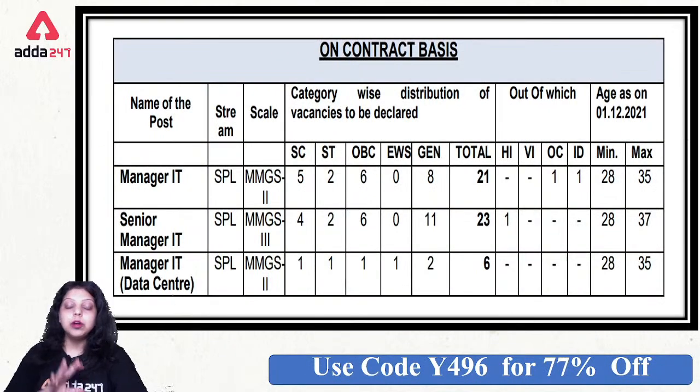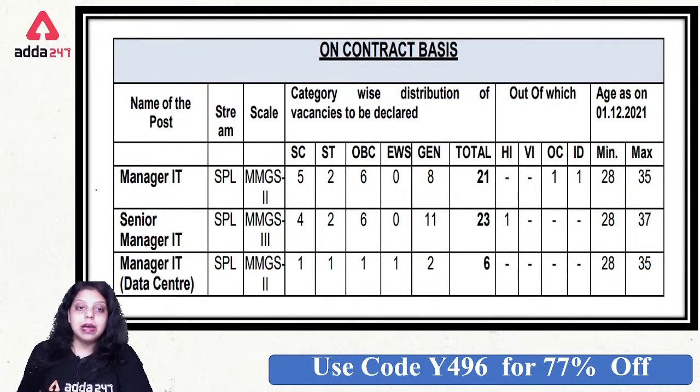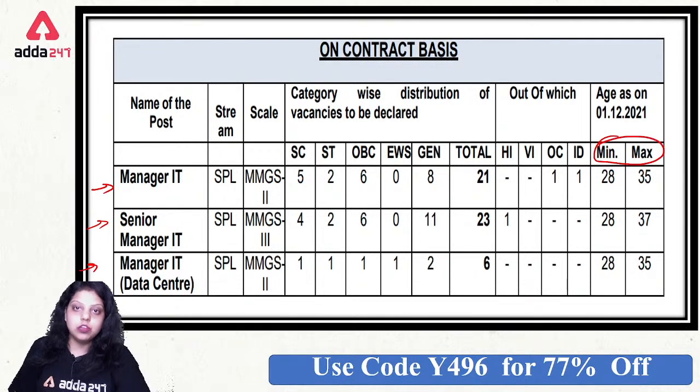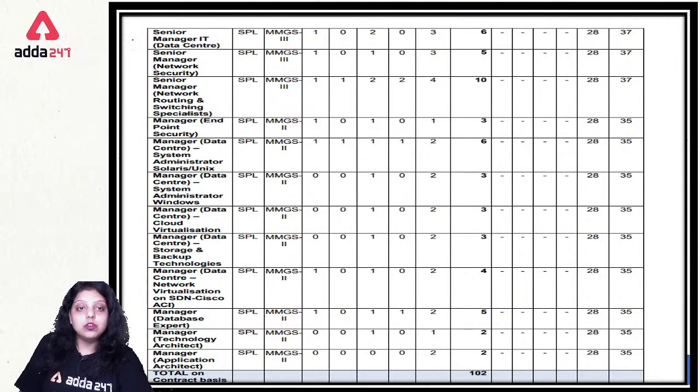Now, if we are talking about the contractual basis, there is a maximum number of posts given by the Bank of India. So there is Manager IT, Senior Manager IT, that is Data Center. Here also the minimum and maximum age is mentioned. So if you are eligible for a particular post, then do check the age criteria, which is given in the notification, or I have also mentioned it here. Now these are the 3 posts. Apart from these, there are so many posts: Senior Manager IT Network Security, IT Data Center.